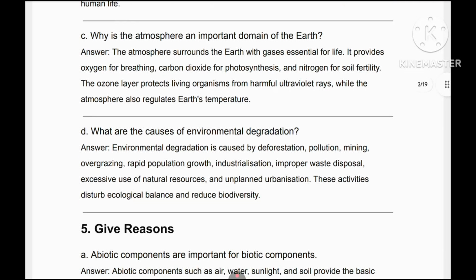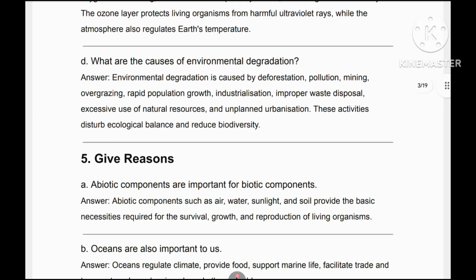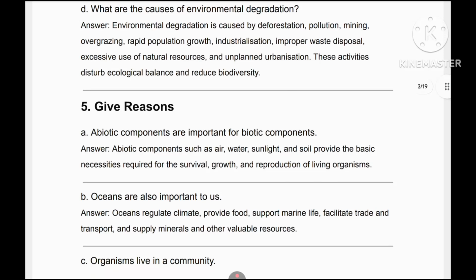What are the causes of environmental degradation? Environmental degradation is caused by deforestation, pollution, mining, overgrazing, rapid population growth, industrialization, improper waste disposal, excessive use of natural resources, and unplanned urbanization. These activities disturb ecological balance and reduce biodiversity.